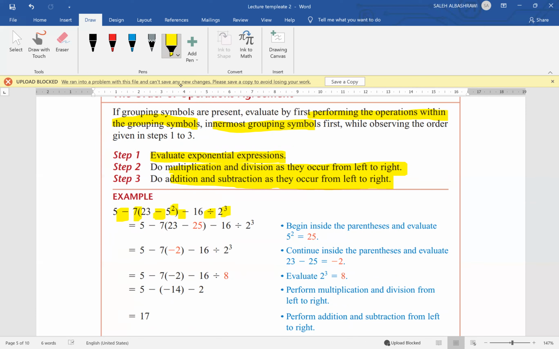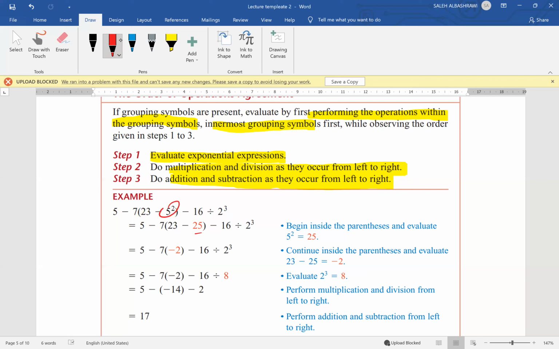So to simplify this, we'll start with the parentheses first. What is inside the parentheses? We have 23 minus 5 to the power 2. So I have subtraction and power. We'll start with the power. In the first step, we need to deal with the power or the exponents. So 5 to the power 2 will give me 25. So this is the first step. Now it became 5 minus 7 multiplied by 23 minus 25.